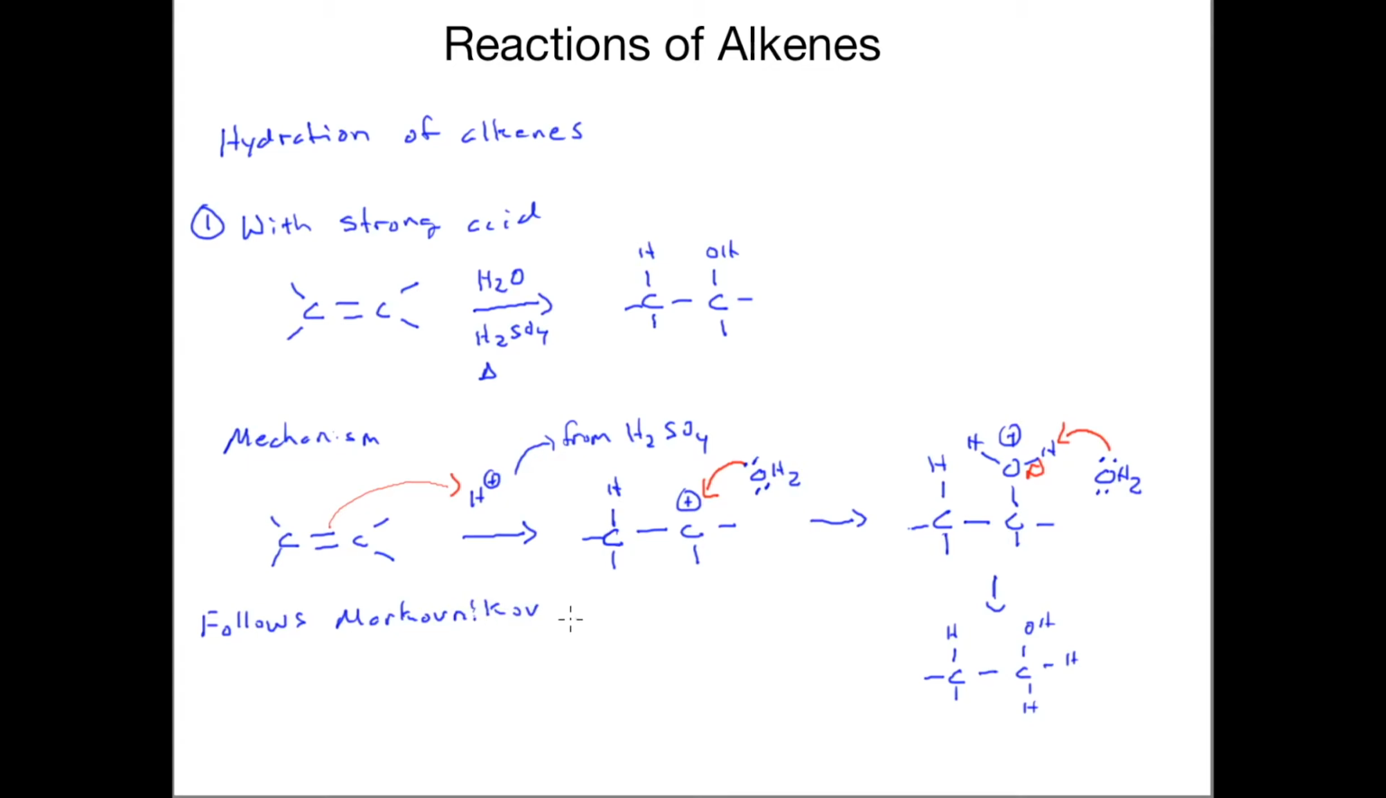Now, what we notice here is that this follows Markovnikov regiochemistry. And it turns out that one of the drawbacks is that it's not suitable for substrates that are acid sensitive, of course, because you're using a very strong acid. So is there a way we can do this without using such a strong acid?